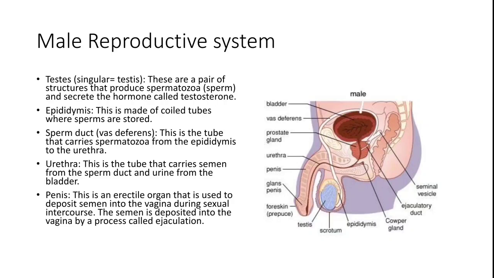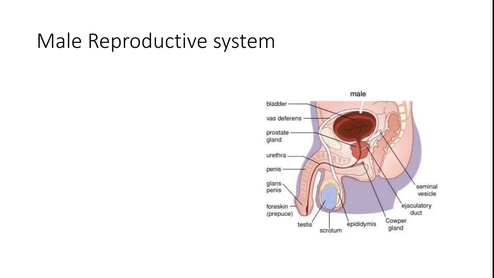Okay, so notice that we are using the term semen. I want you to know the difference. There's a difference between semen and sperms. So follow me very well, my excellent biology students. Otherwise, these are the main parts that you should know: testes, epididymis, sperm duct, urethra, penis.